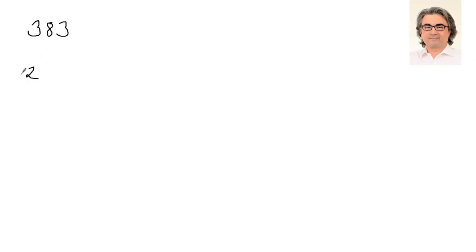So 2 should be considered for 383. If 383 is divisible by 2, it means it's not a prime. So let's continue with 3. 3 square is 9. 9 is less than 383.